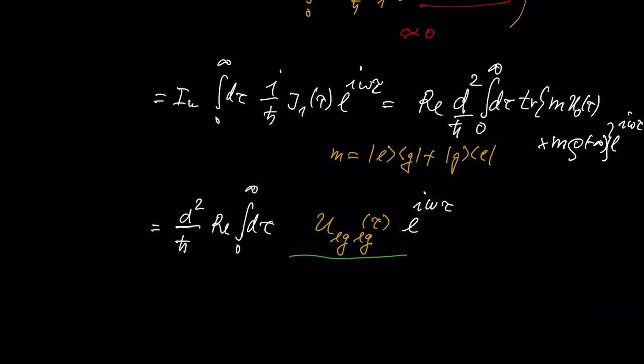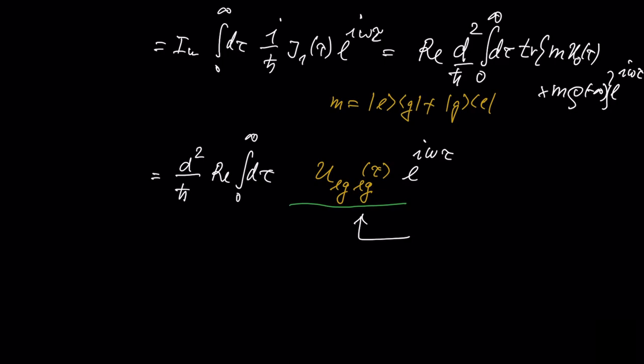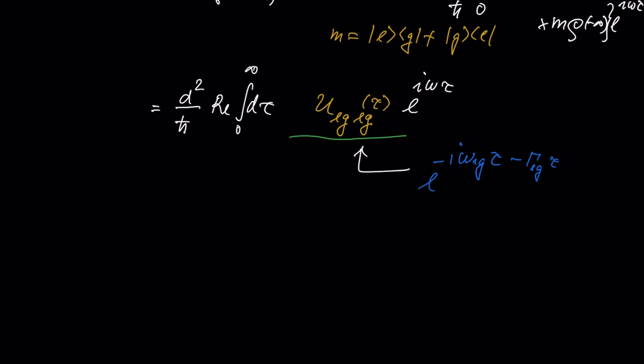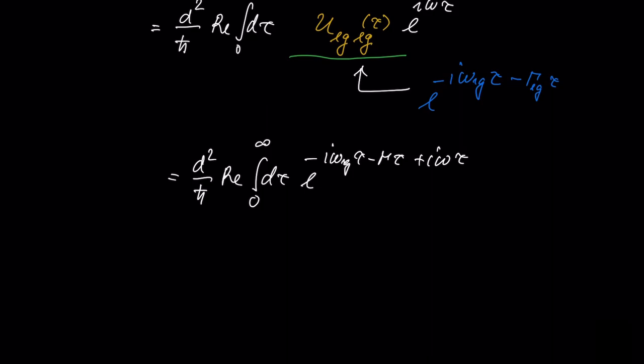And now we should also remember what we have said about this element. We expect it to look like e to the power of minus I omega eg tau, this idea we've already used, but times e to the power of minus gamma eg tau, where gamma eg is some dephasing rate of the coherence eg. Putting this into our expressions, we get d square divided by h bar, real part of the following simple integral, with plus I omega tau. And that's an integral that we can easily calculate and take a real part from.